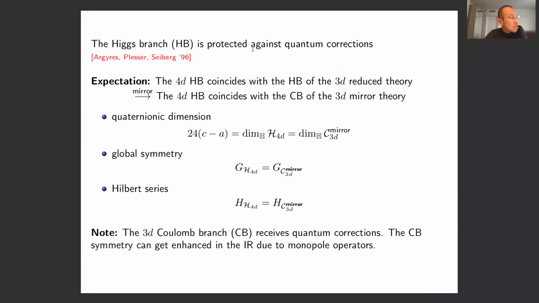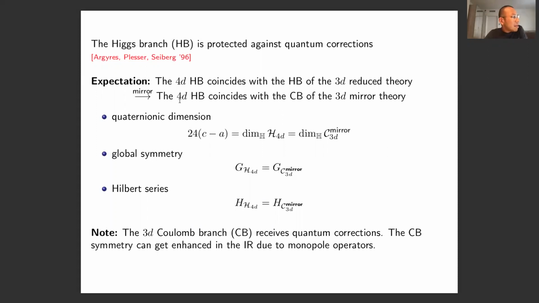The Higgs branch is known to be protected against quantum corrections. Also, when you reduce on the circle, the 4D Higgs branch is expected to coincide with the Higgs branch of the 3D reduced theory. The reason is that, first of all, we don't gain a hypermultiplet or anything like that upon reduction. And we believe that the Higgs branch is protected against quantum corrections. So this is some expectation. I have no proof of this statement, but this is a general expectation that one uses.